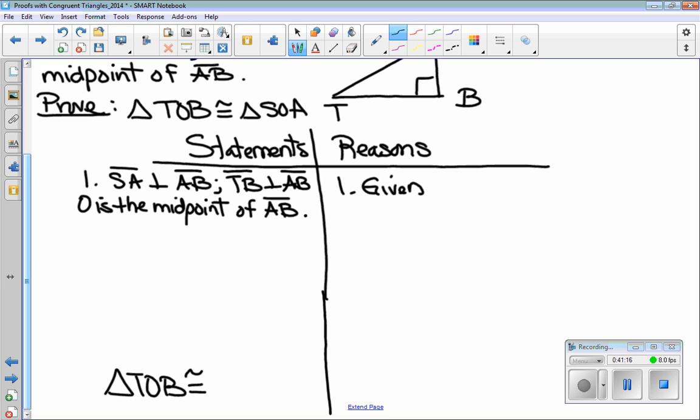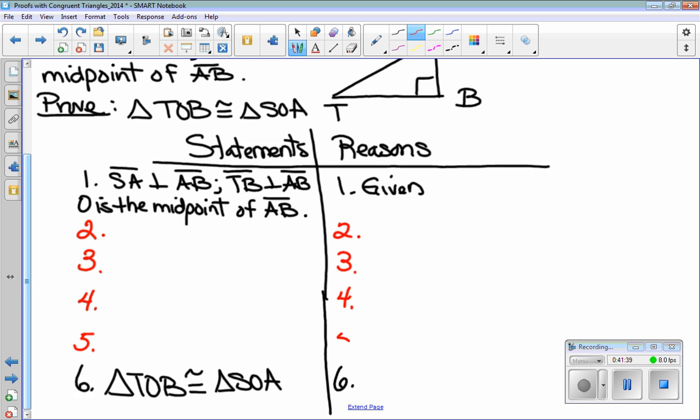A lot of given information, so we'll have to write it. I'm actually going to tell you there's 6 steps. I'll tell you how many steps there are. Okay. 6. So we're going to have to add step 2, 3, 4, 5.